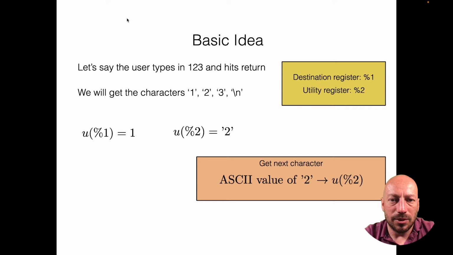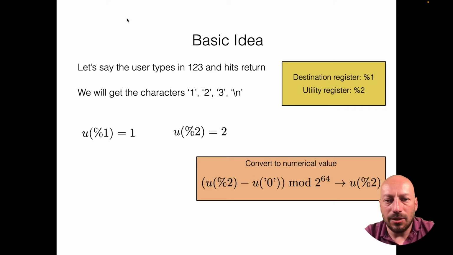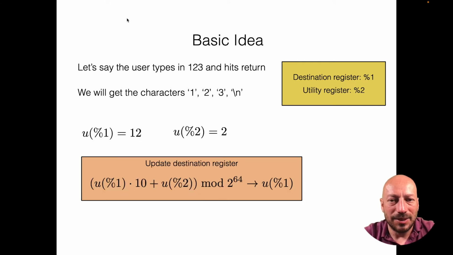again convert it to its numerical value, and then I do this left shift in decimal terms of this destination register, that I left shift this decimal digit one place to the left by multiplying it with 10, and then I add the numerical value 2. And then I have 12 in the destination register, and then you already maybe see the idea.